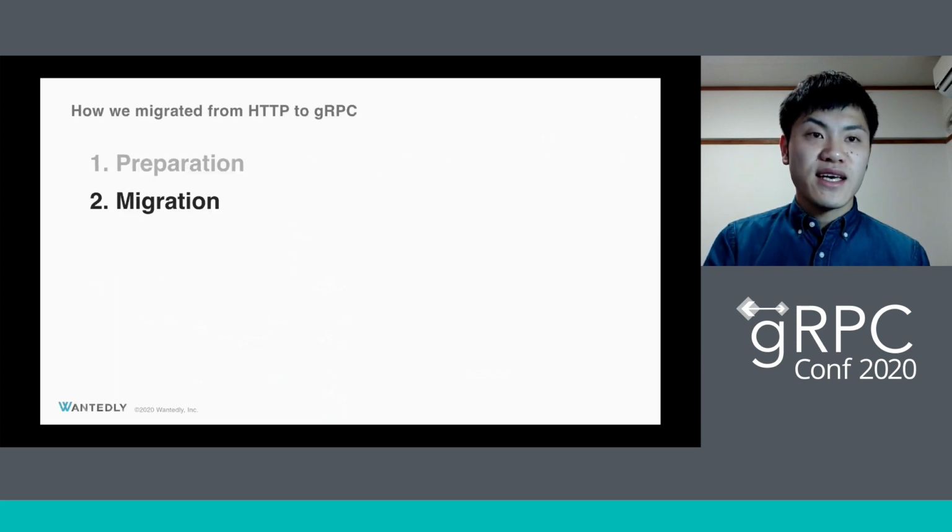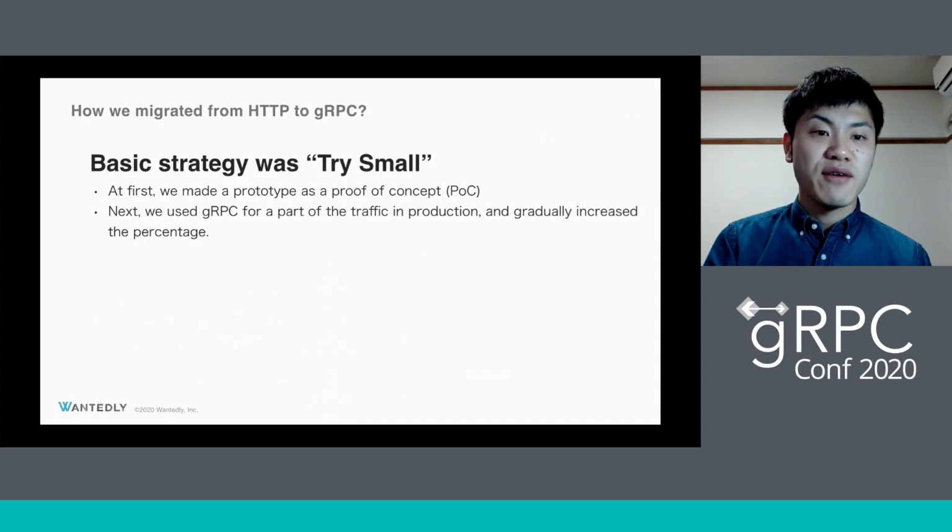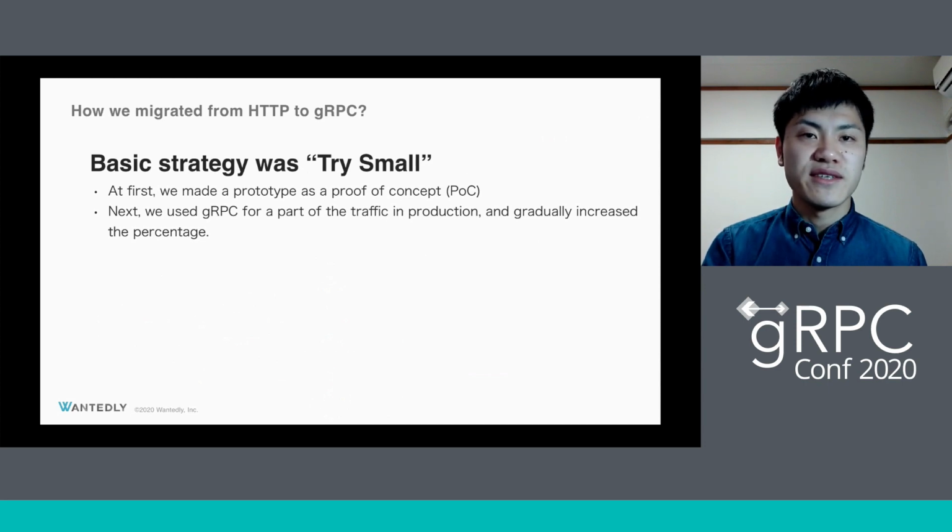Okay, I explained the preparation step. Next, I'll introduce our migration step. So, how did we migrate? In the migration, our basic strategy was try small. At first, we made a prototype as a proof of concept to quickly see the impact. And then next, we used gRPC for our part of the traffic in production and gradually increased the percentage of the gRPC.